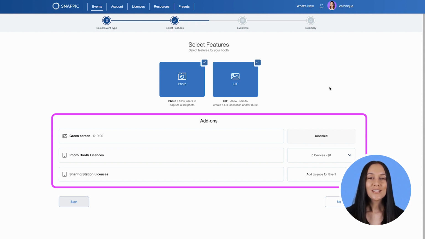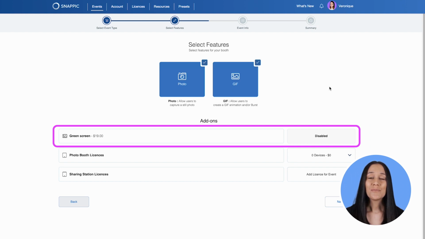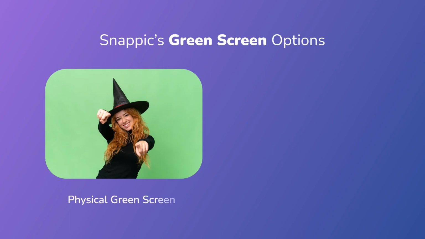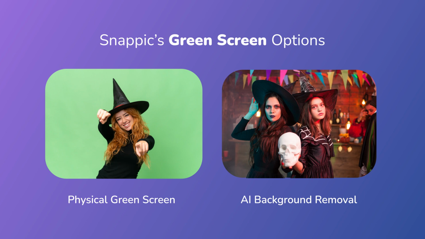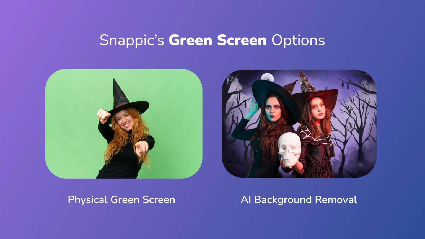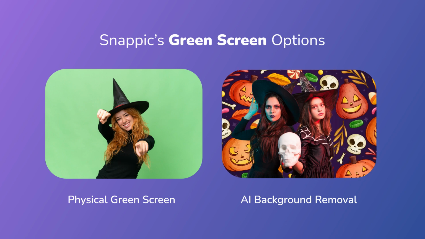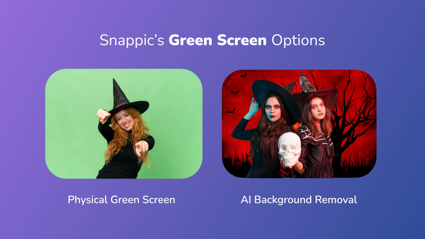Under our add-ons section here, you have the option to enable green screen. This is a bolt-on and will cost you an additional fee of $19 per event. We do offer two options for green screen. You can either have a physical backdrop set up, or you can use our AI green screen, which means you do not need a physical backdrop, as the software will automatically replace the background. For more information on how this works, please look at the guide in our Help Center.